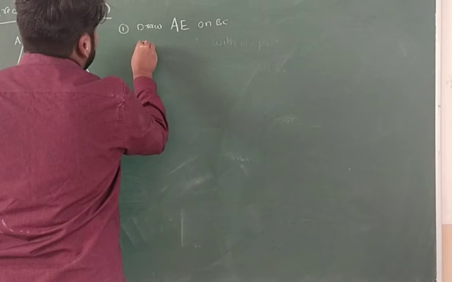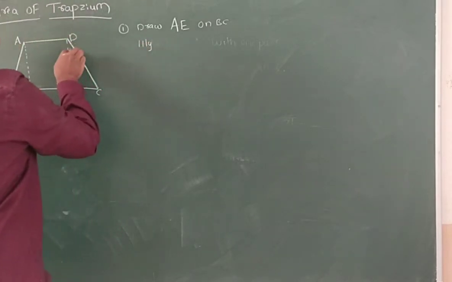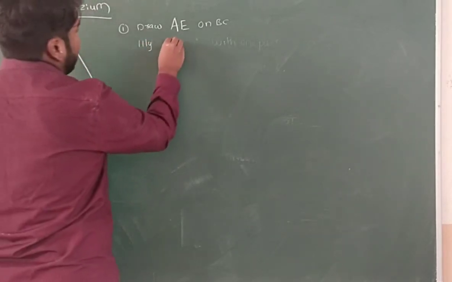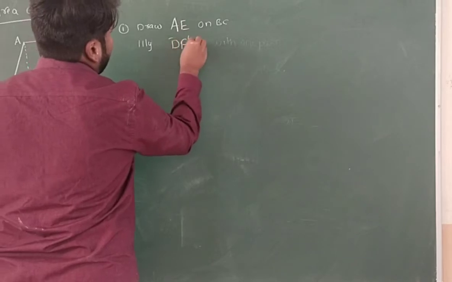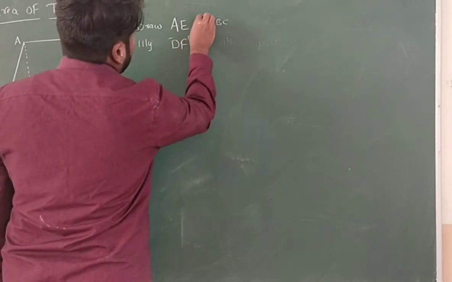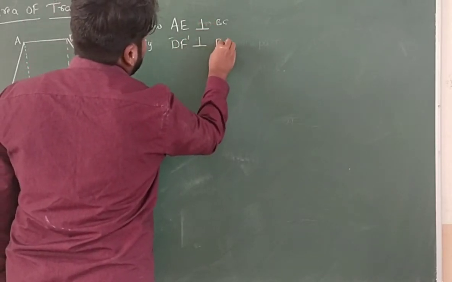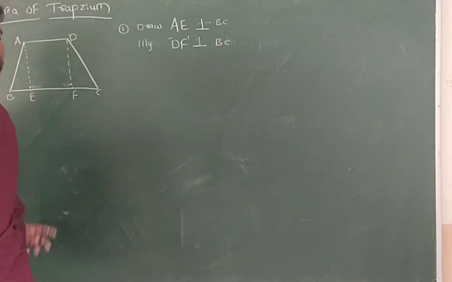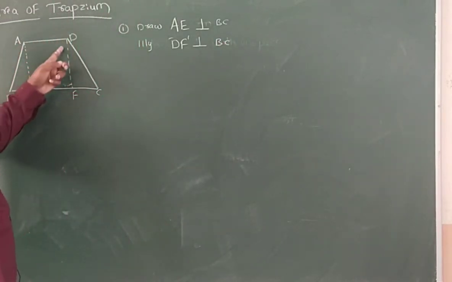Similarly, draw DF perpendicular on BC. So DF perpendicular on BC. So we have to draw two perpendiculars, AE and DF.